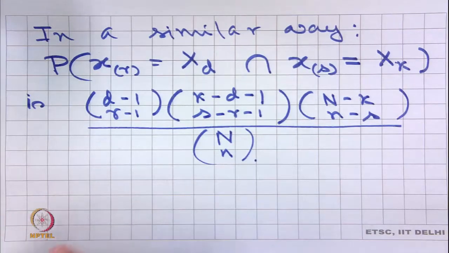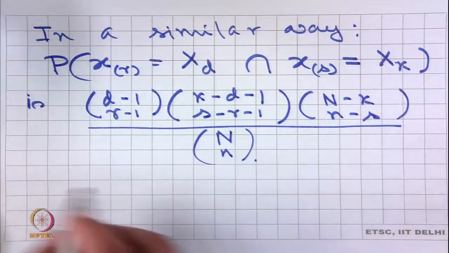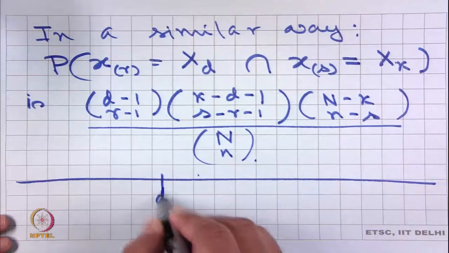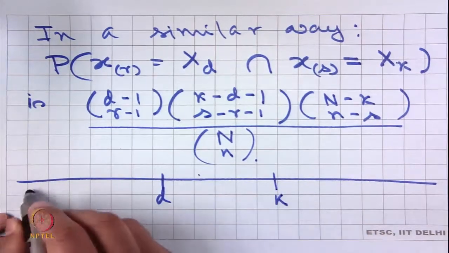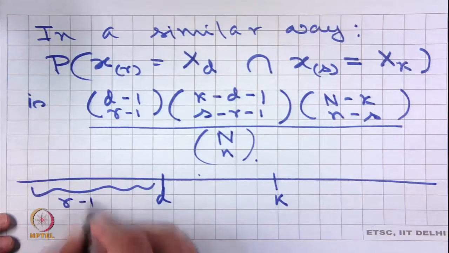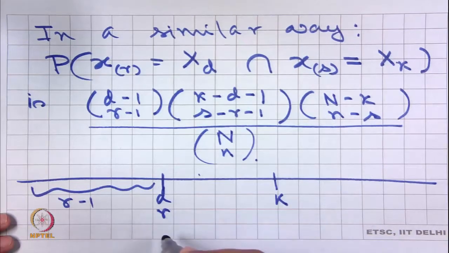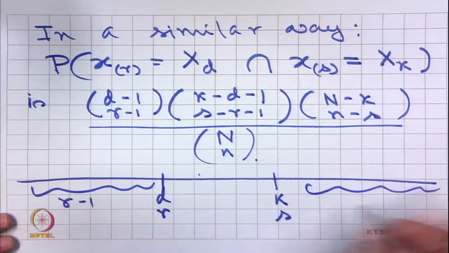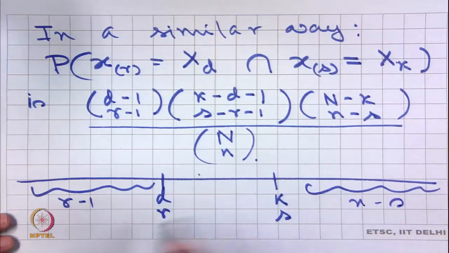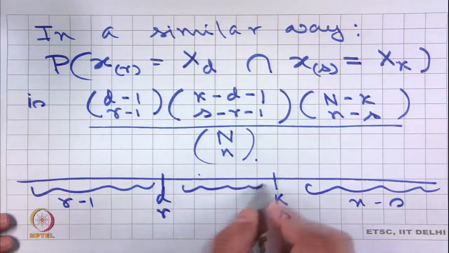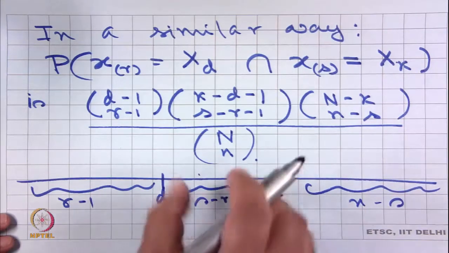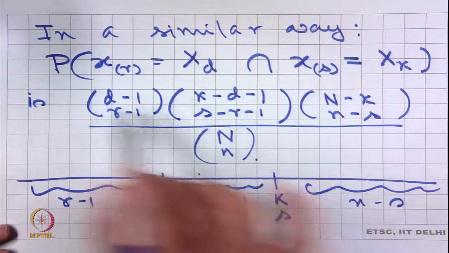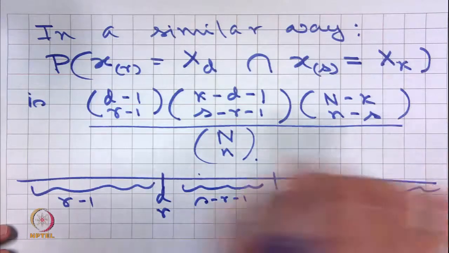This is very simple. A very similar logic will tell you that if this is the d and this is the kth one, then I need r minus 1 of them to be here, the rth one to be here, the sth one to be here, n minus s ones to be here, and s minus r minus 1 of them to be from here. So, the number of ways of possible selection is coming out to be this.